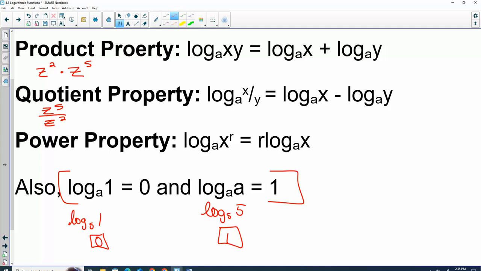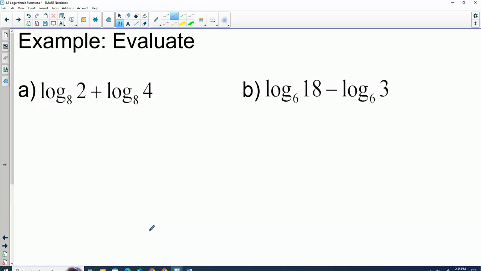So let's practice using these properties a little bit. And we'll start with a couple more basic ones. If I ask you to evaluate these without a calculator, so log base 8 of 2 plus log base 8 of 4. You might be able to do your individual logs. Log base 8 of 2 means 8 to what power equals 2. You might know that. 1/3.